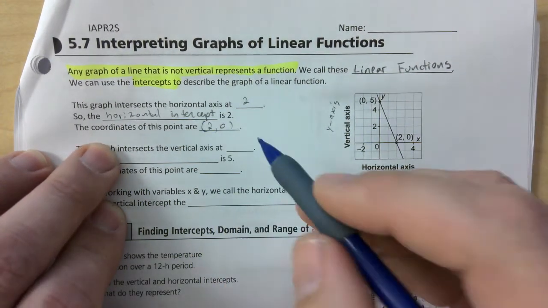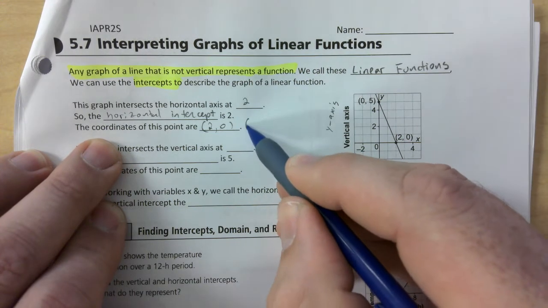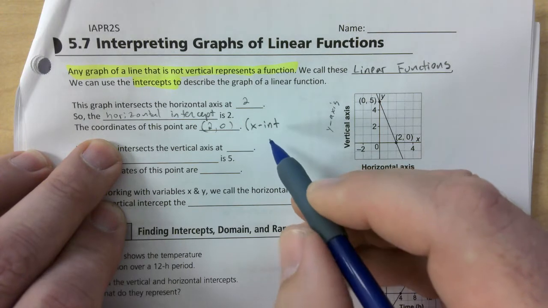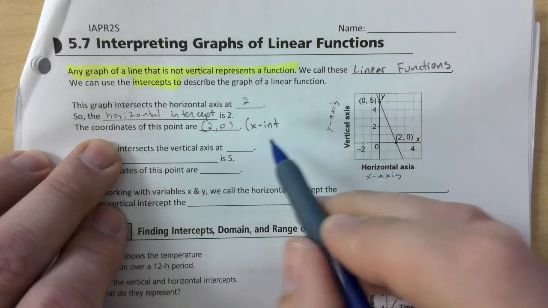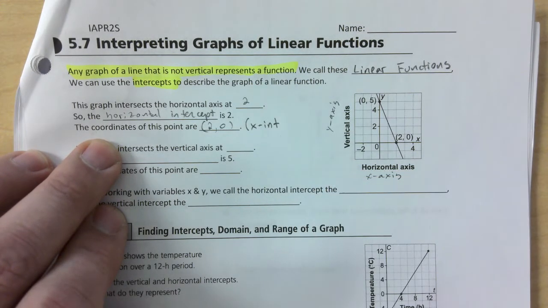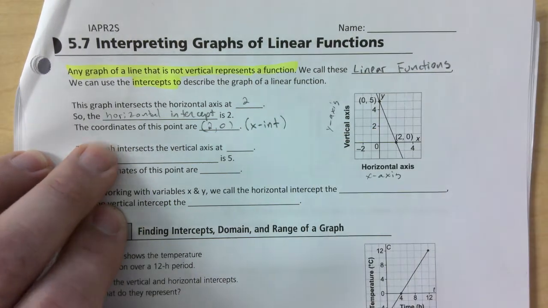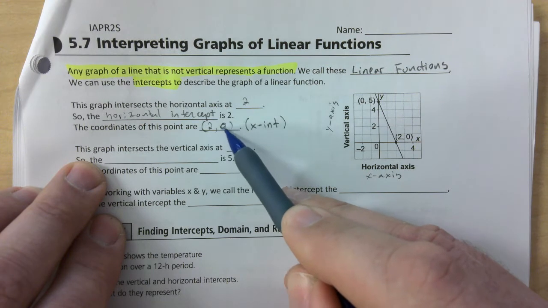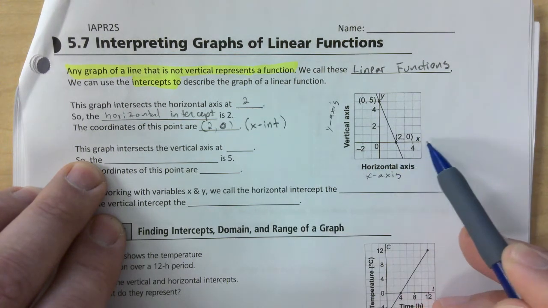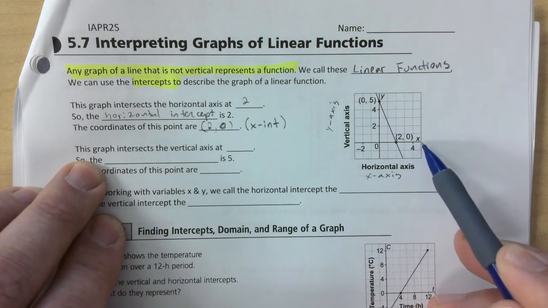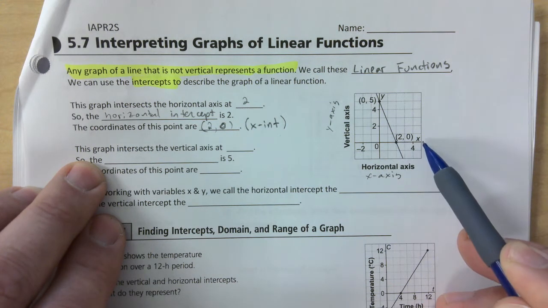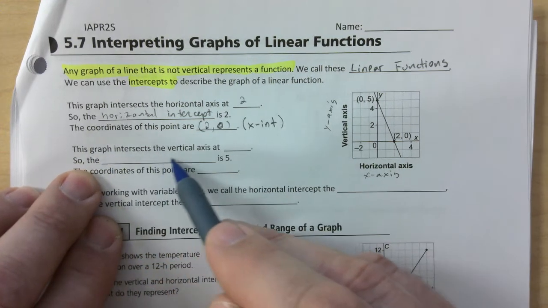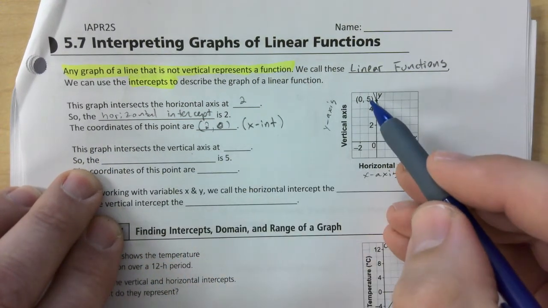Okay. We call this also the x-intercept. That's what you're going to hear me say a lot more than the horizontal intercept. And notice that y is equal to 0 at that point. No matter where it would hit along the x-axis, y is going to be equal to 0 at that point, right? And then on the other hand, this graph intersects the vertical axis at 5, right?